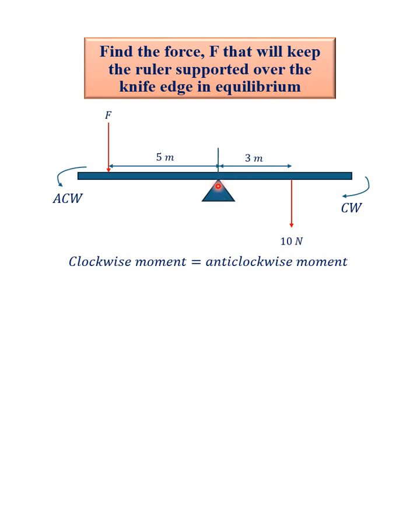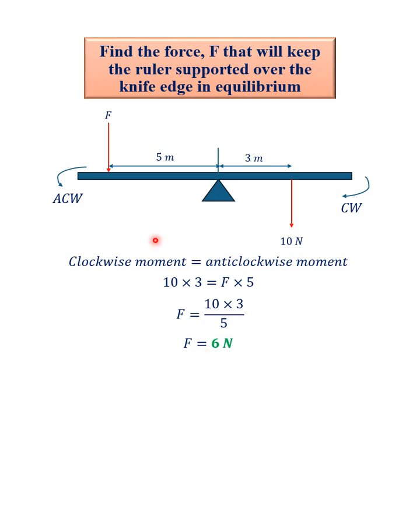So if this is the turning point, for the clockwise direction, the moment will be 10 times 3. So we have that the clockwise moment is equal to 10 times 3, equal to the anti-clockwise moment, which will be the force times 5, F times 5. To obtain F, we divide both sides by 5, so that F is equal to 10 times 3 divided by 5. And this will give you 6 Newton.